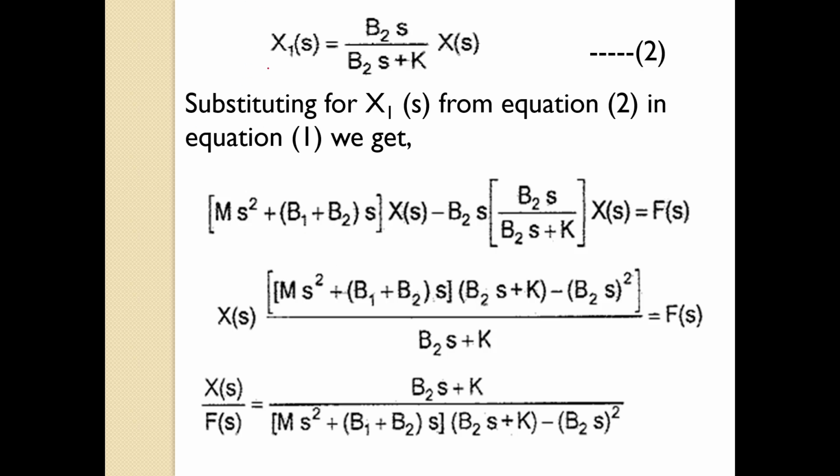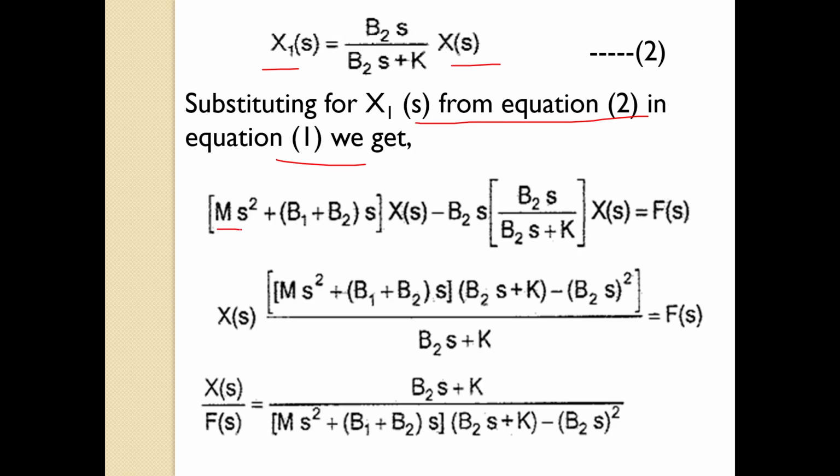So I want to eliminate X1 of s, so I have written X1 of s in terms of X of s. Above equation, you just rearrange the terms, you will get X1 of s is equal to b2 s divided by b2 s plus k into X of s. Now substitute this in your equation 1. Substitute X1 of s from equation 2 in equation 1. If you substitute that, what do you get?